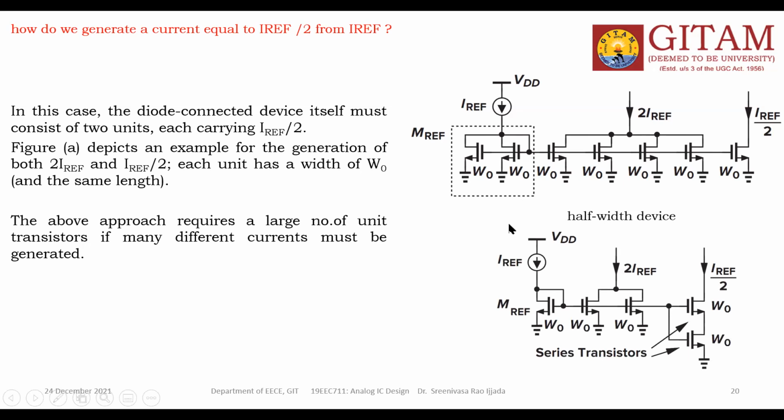Another solution is to take 1 unit here as the I reference, and take 2 units, which makes it double, and take 2 transistors in series. Just for understanding purposes, I'm telling you this is cascoding. It's not actual cascoding, but I'm saying it just for understanding the cascoding concept. So the I reference is flowing here. These are series transistors, but this is not cascoding, because the bottom one is in the triode region.